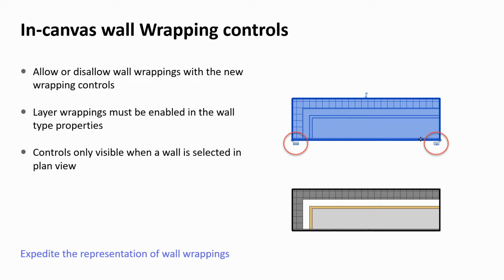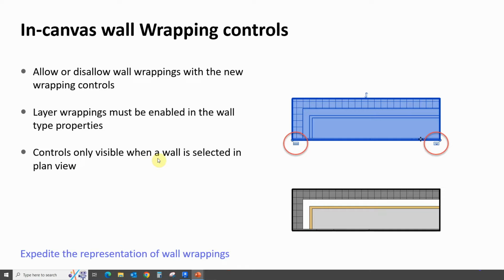We also have in-canvas wall wrapping controls, which allow or disallow us to do the wall wrappings within the new canvas. The icons are right here once the walls are selected. The layer wrapping must be enabled in the wall type properties, which we'll see in a few moments. And the controls are only visible when a wall is selected in the plan view. Let's see how that's done.